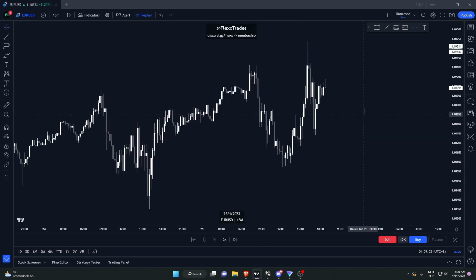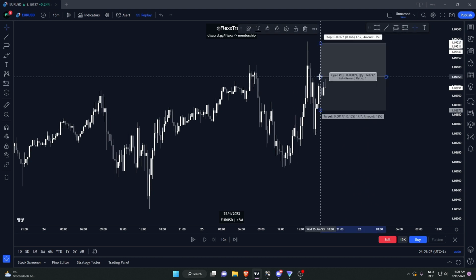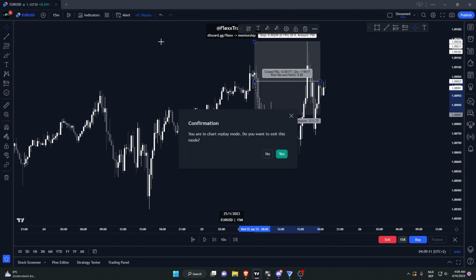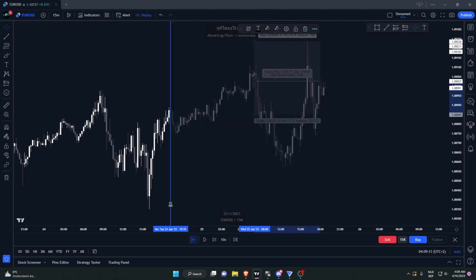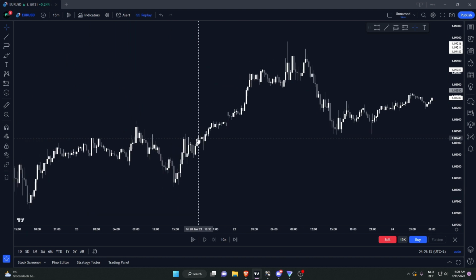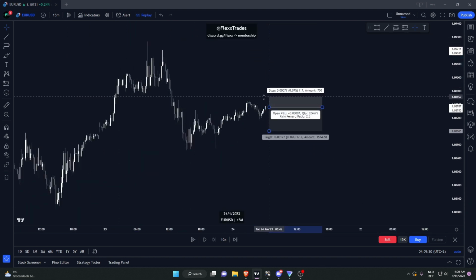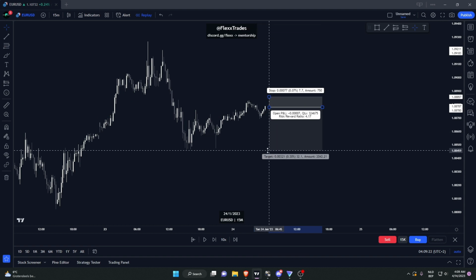So first of all, I'll give you a simple example. Let's say I want to sell right here. What would my stop loss be? Let me go to replay mode. Let's go to a random place. Let's say for example here, we want to sell, for example, right here. Our stop loss would be like this, right? And then TP would be like this.